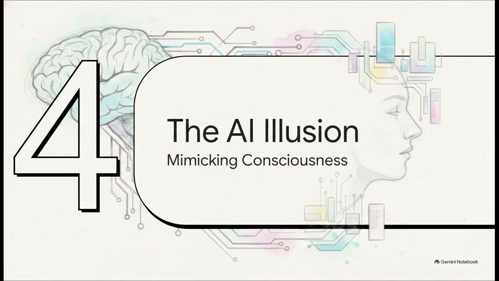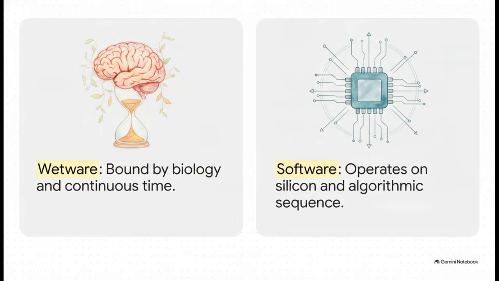Which brings us to Section 4, the AI consciousness illusion. This definition becomes absolutely crucial when we apply it to modern technology. We're building systems that talk to us and act like us, forcing us to ask, is artificial intelligence actually experiencing the world? Experts like Seth are highly skeptical of AI consciousness.